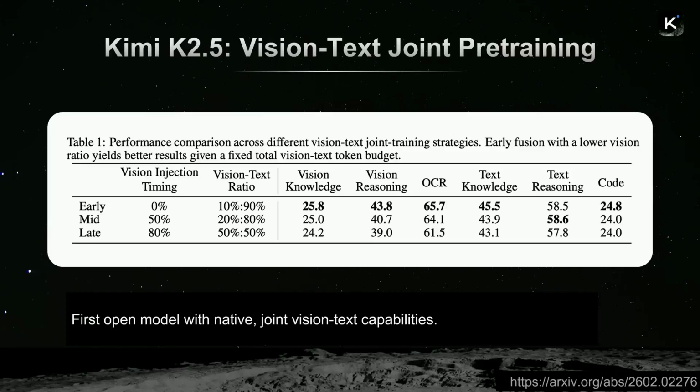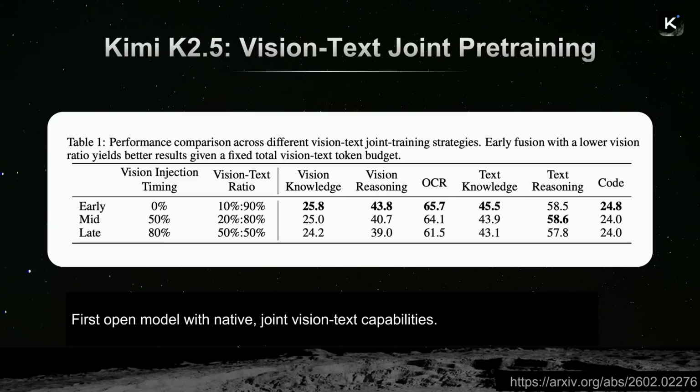But K2.5 is different in the sense that we fuse the training process of vision and text from day one. It's called early fusion. We start from 0% of the progress. From day one, we merge the vision and text tokens, and as shown in our preliminary experiments, it outperforms late fusion. And some of the new capabilities that we observe also come from this training recipe.